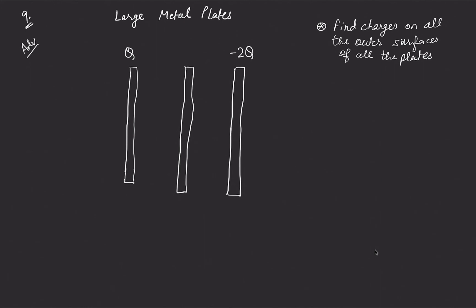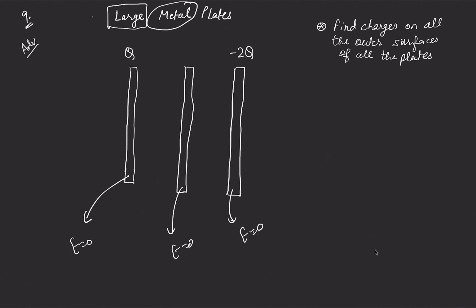So you are given large metal plates. So again, a bell should ring whenever you hear metal. Metal means conducting, and anything conducting, remember the property, the electric field inside it should be 0. So the electric field inside this plate should be 0. Here also the electric field should be 0. Here also the electric field should be 0. And large, whenever a question says large, assume infinity. That's the way they write the question, but for our purposes we have to assume infinity.